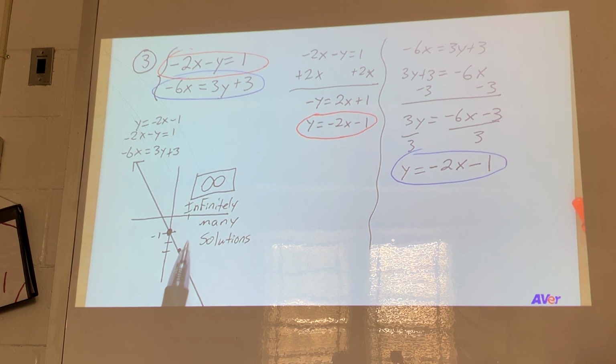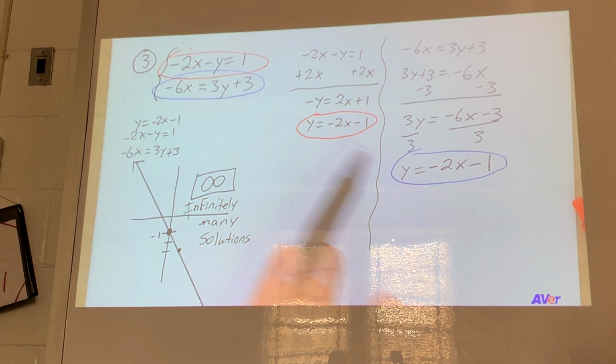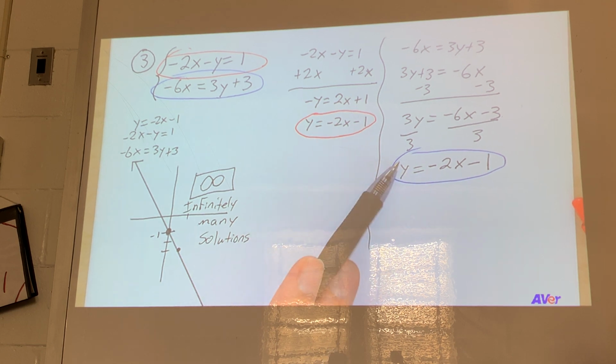So let's look at the equations. How do we know, looking at the equations, that this is infinitely many? The same equation. When it's the same equation, it's the same line, it's infinitely many solutions.